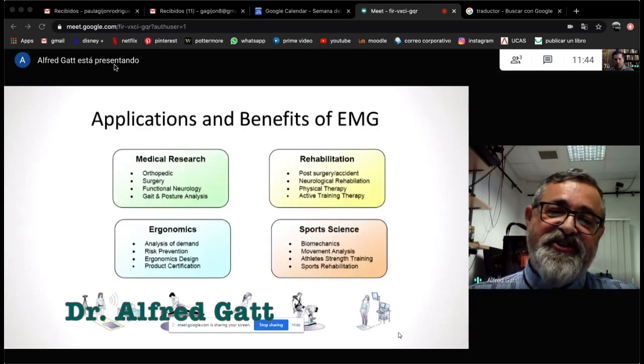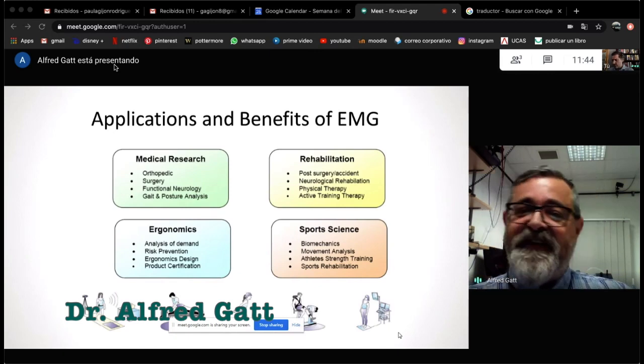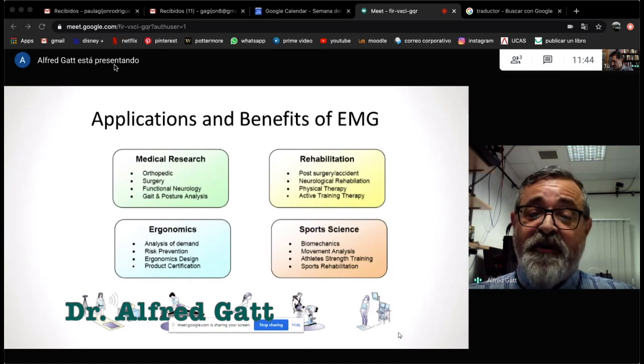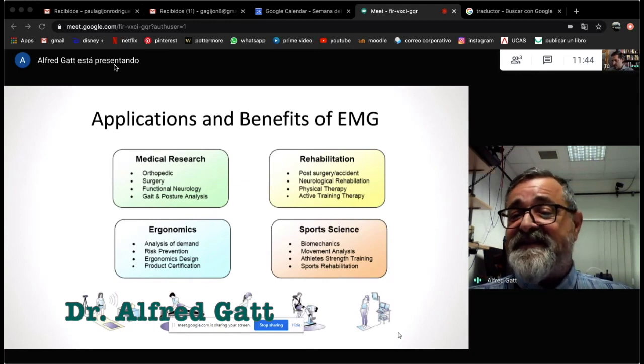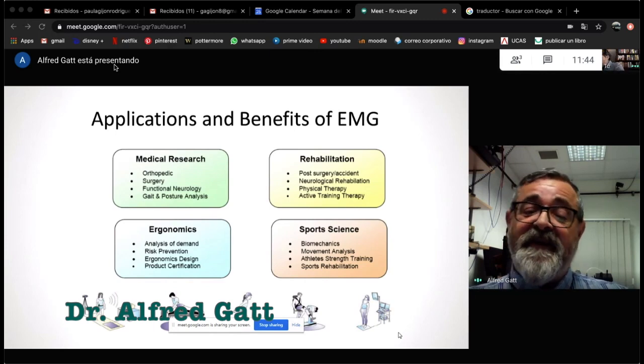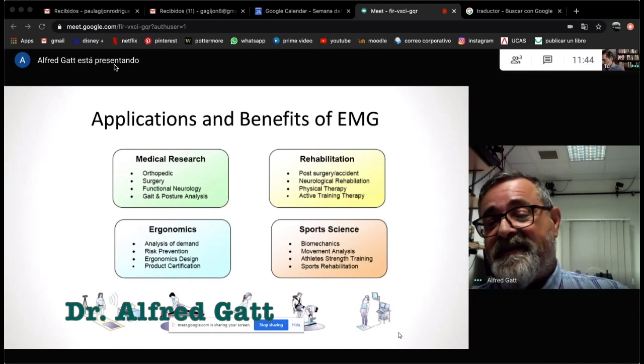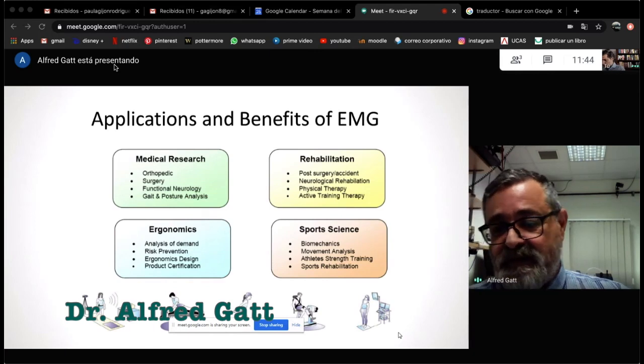So if we look at this chart, applications and benefits of EMG, we look at medical research, orthopedic surgery and functional neurology, posture and gait analysis, rehabilitation, physical therapy, ergonomics, and sports science. And for me, one notable lack here is, where is podiatry?